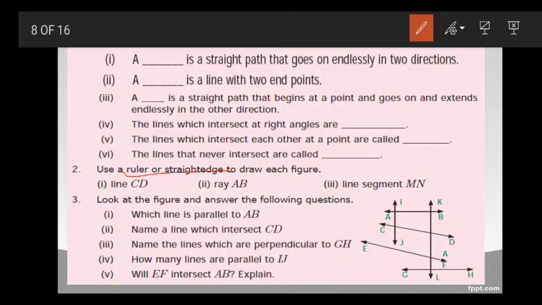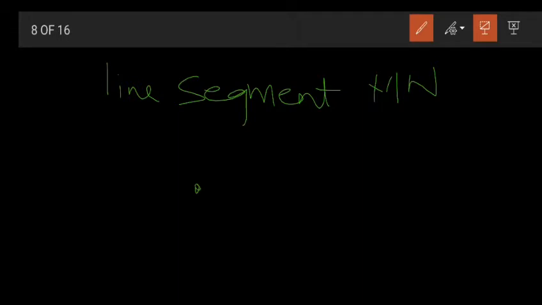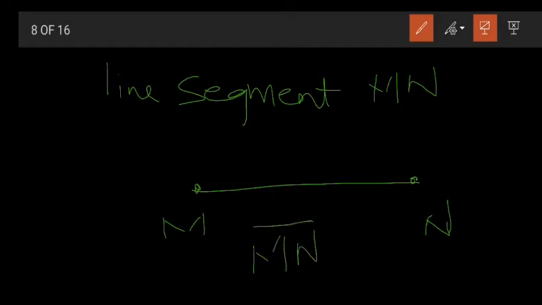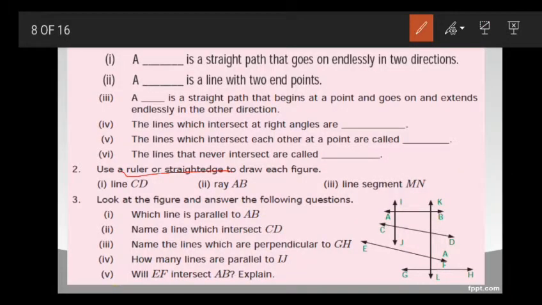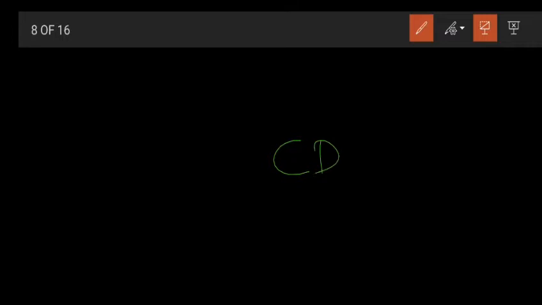Third one is line segment MN. Take 2 points M and N. Line segment will be having end points. So join MN. So this will be line segment MN. How to represent line segment MN? Upon MN you have to write a bar. Line CD will be represented as CD with an arrow mark upon CD, this symbol.